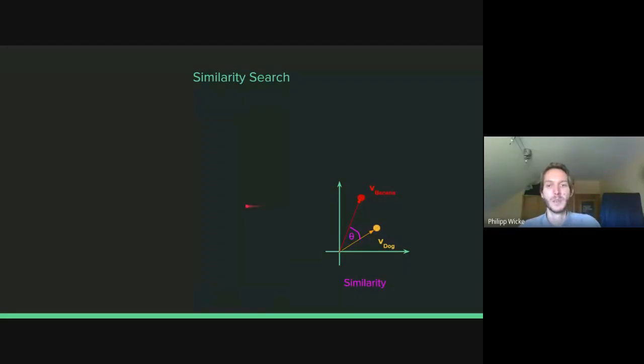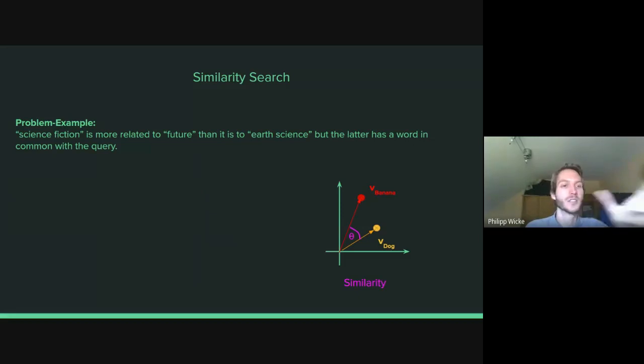So this is the similarity search. Imagine, I asked you previously, what is the similarity between banana and dog? But what if you have a customer or a project in which someone wants to find recommendations for the words science fiction, let's say? This is more related in the conceptual space to future than it is to earth science. But the latter has a word in common with the query, so it might end up being really skewed towards earth science, even though future would be more important for science fiction. So we're not sure.